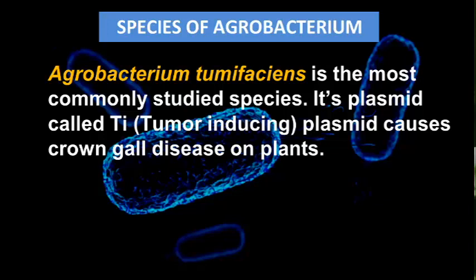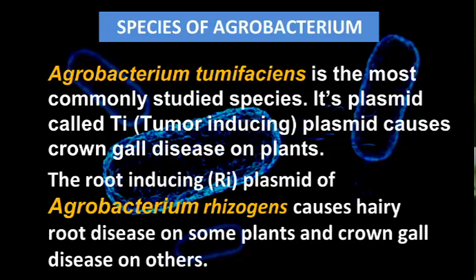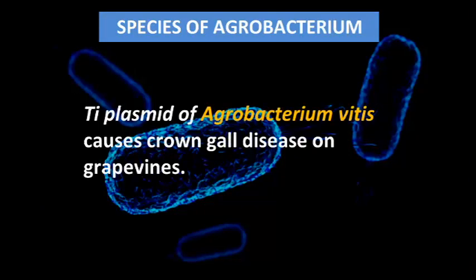Next one, Agrobacterium rhizogenes. It causes hairy root disease in plants, and the plasmid here is called root-inducing plasmid or RI plasmid. It is also known to cause crown gall disease in some plants. The next one is Agrobacterium vitis. Agrobacterium vitis affects grapevines and it causes crown gall disease on grapevine. The Agrobacterium vitis plasmid is also known as TI plasmid.